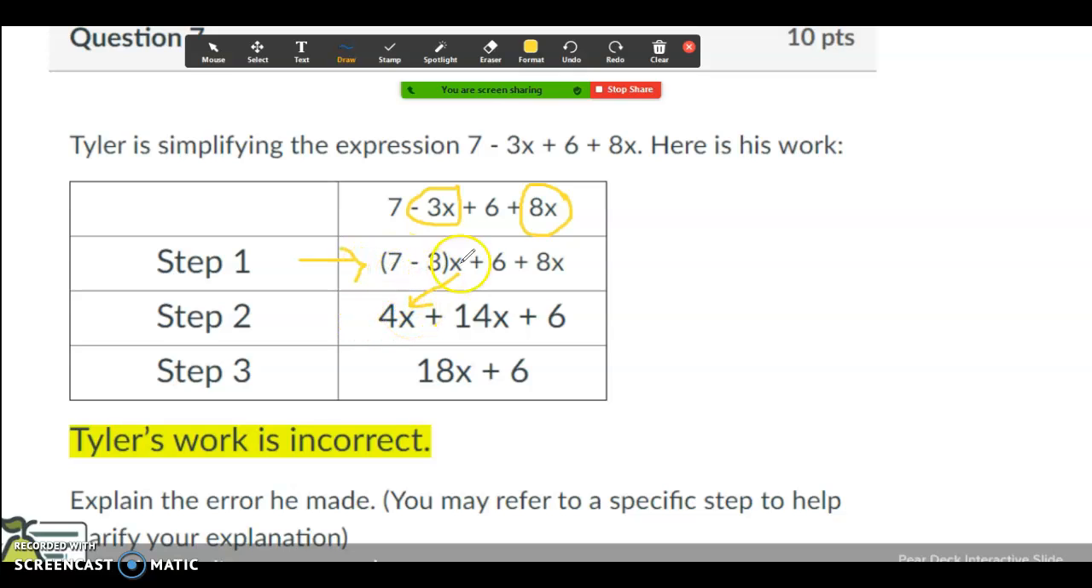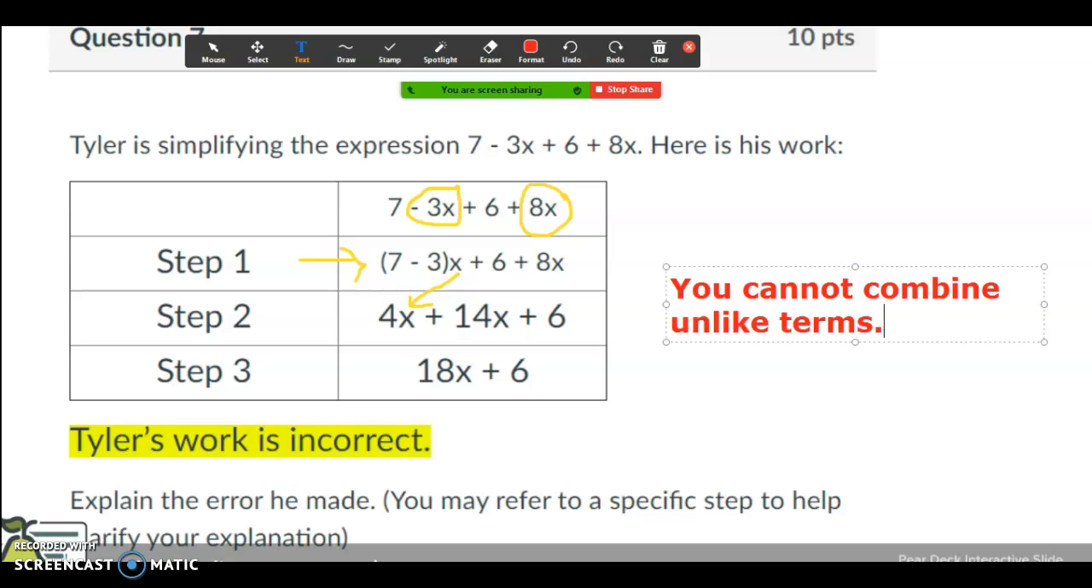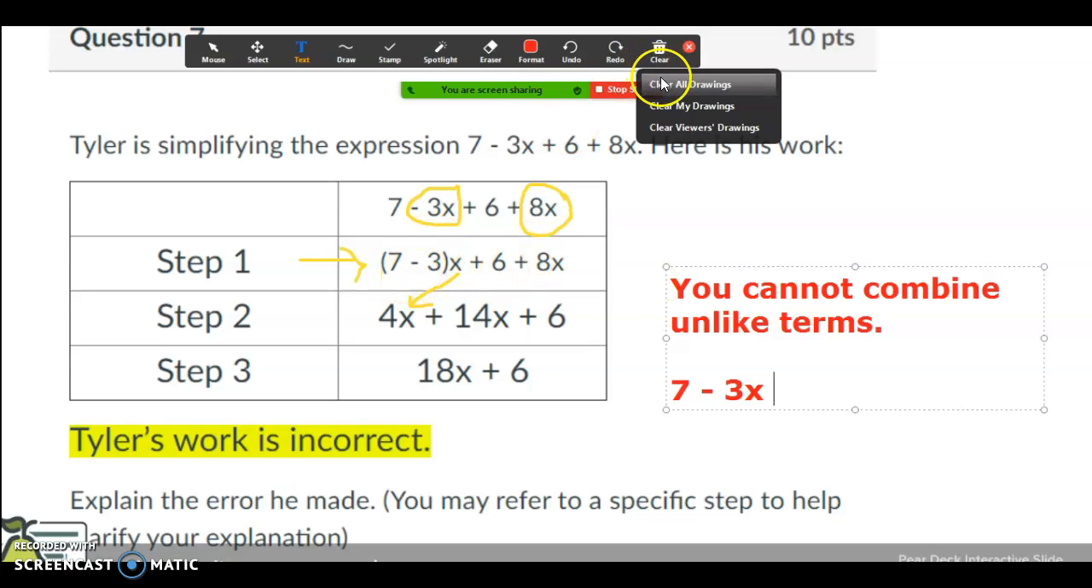Well, he can't do that because you cannot combine unlike terms. 7 didn't have an x. Negative 3 had an x. So I can't combine those. So instead of combining the like terms, he combined unlike terms. And so that messed him up for the whole problem.